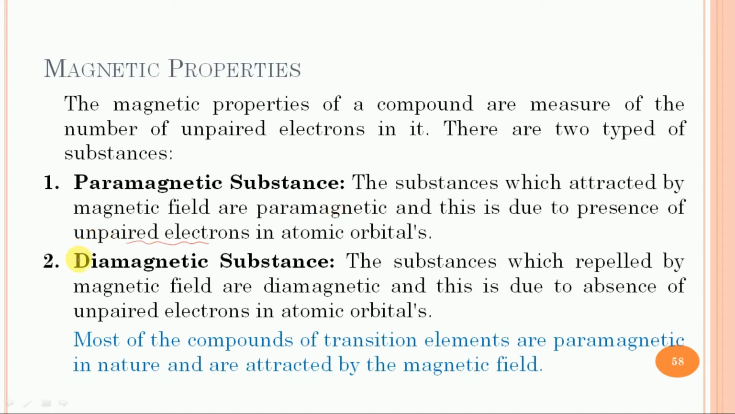And the second one is the diamagnetic substance. The substances which are repelled by the magnetic field are diamagnetic substances, and this is due to the absence of unpaired electrons in atomic orbitals. Most of the compounds of transition elements are paramagnetic in nature and are attracted by the magnetic field. Since the transition elements involve partial filling of the d subshell, most of their compounds have unpaired electrons in d orbitals and therefore give rise to paramagnetic character.